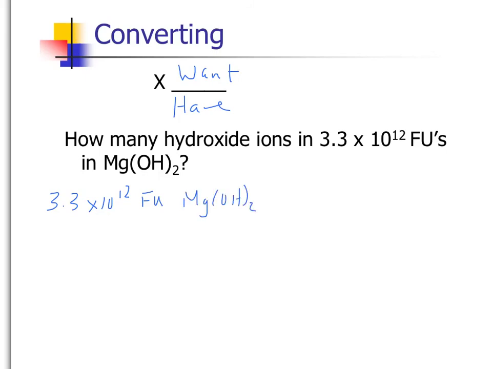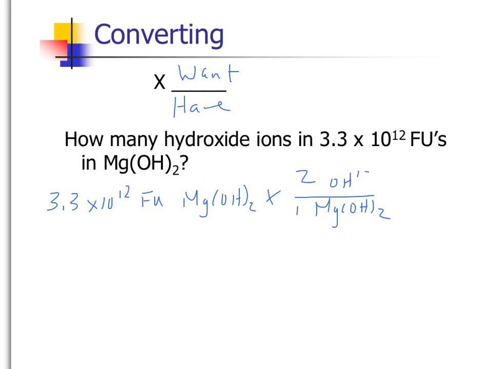So I start by writing down the number that I'm given, and then I times it by what I want, hydroxide ions, and divide it by what I already have, magnesium hydroxides. I figure out the numbers for my conversion factor by looking at this formula. Because I'm not doing a chemical reaction, I look at the magnesium hydroxide formula and ask myself, how many hydroxides are there for every one of those formula units? And there's 2. So my conversion factor becomes 2/1.